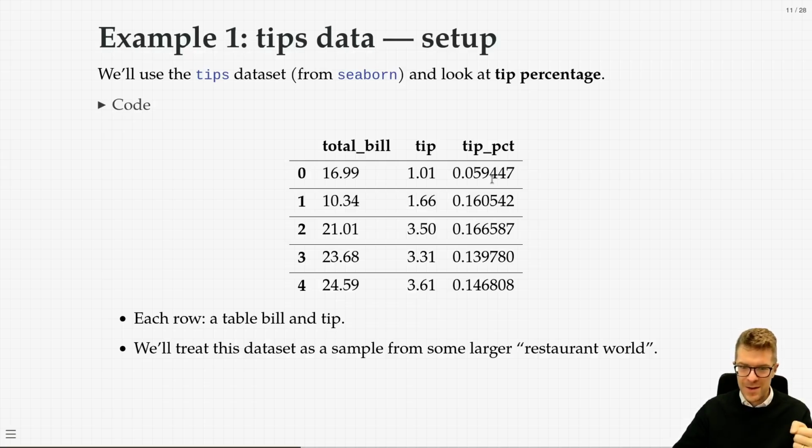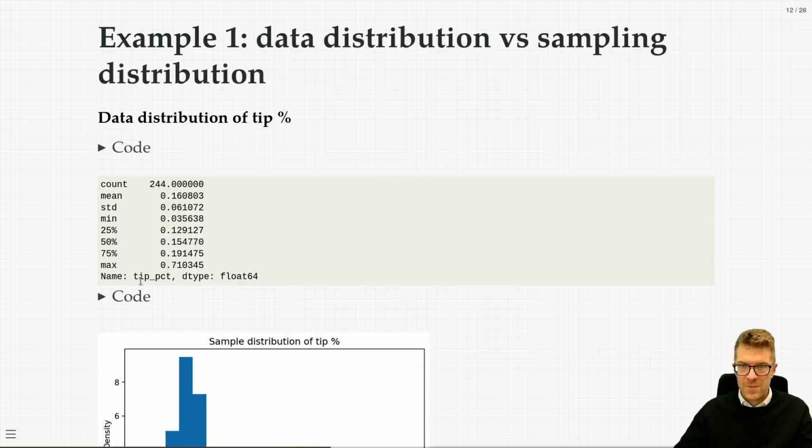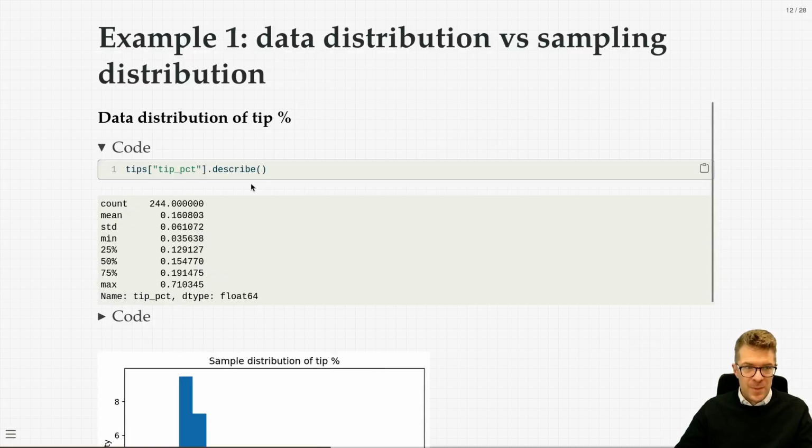And that's all it is. We know this already. There's some population of all the restaurants in the world that we can imagine. We don't have access to that. We only have the sampling acquired in this data set. So let's consider the data distribution versus the sampling distribution. We can just ask pandas to describe. We've seen this function already. So given a data frame tips and a particular column, tip percentage, just give me some statistics on it.